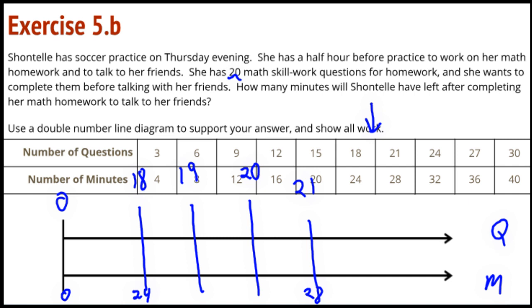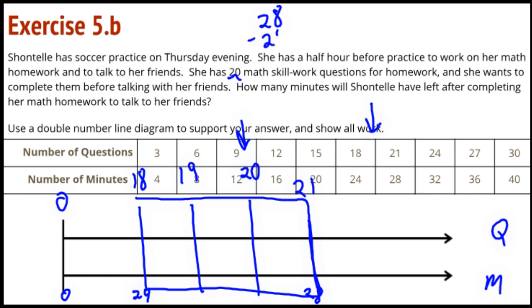And now I need to take a look and say, okay, what minutes go with 20 problems? Well, if I look at this as a tape diagram, I've got 28 minus 24, so I've got 4. 28 minus 24. So I've got 4, and that is going to be split into 3 parts. Okay. So I've got 4 divided by 3, which gives me 1 and 1/3. So I'm counting by 1 1/3.